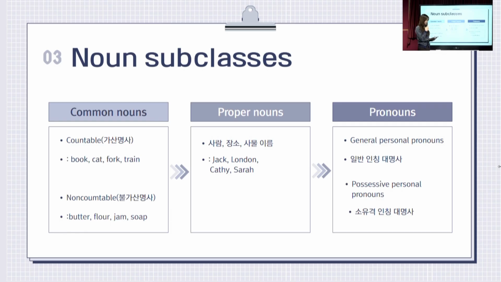Nouns have several subclasses. First, common nouns refer to everyday objects. They can be countable like book, cat, or train, or uncountable like butter, flour, or jam. Countable nouns can be pluralized, but uncountable nouns usually cannot. Second, proper nouns are names of specific people, places, or objects such as Jack, London, or Sarah. They usually do not take articles or plural endings and are considered referring expressions because they uniquely identify one entity.